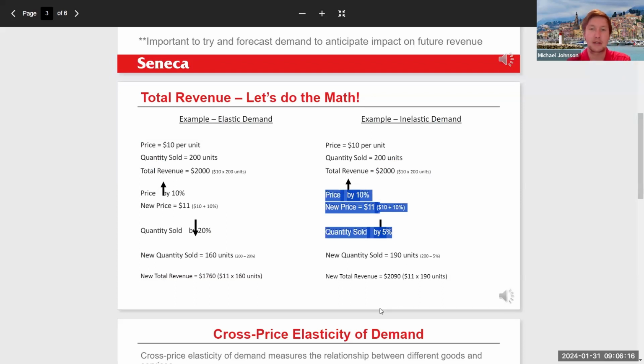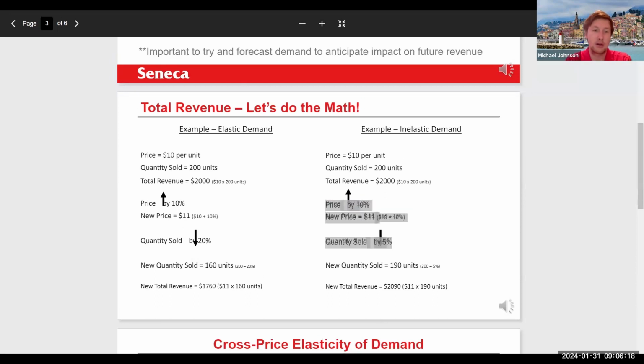So I'll ask the class, what goods can you think of that are elastic goods?